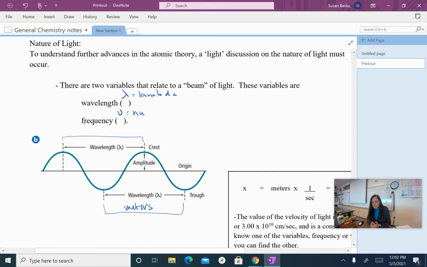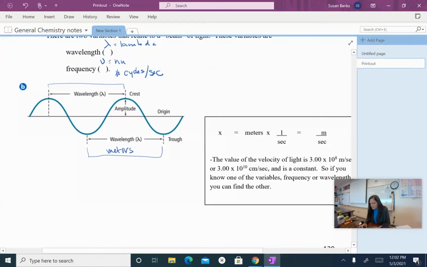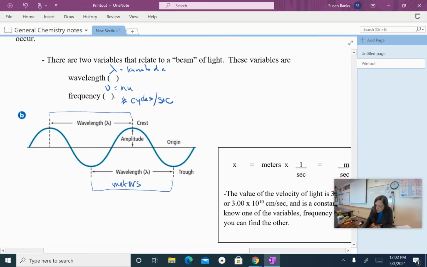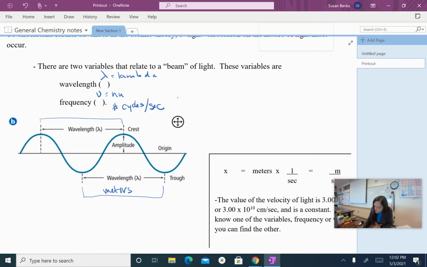Now, frequency is measured in number of cycles per second. So it's how many wave cycles go through a given point in 1 second. Okay, so sometimes frequency is also given as number of cycles per second. This is also called hertz. Okay, hertz just means cycles per second.